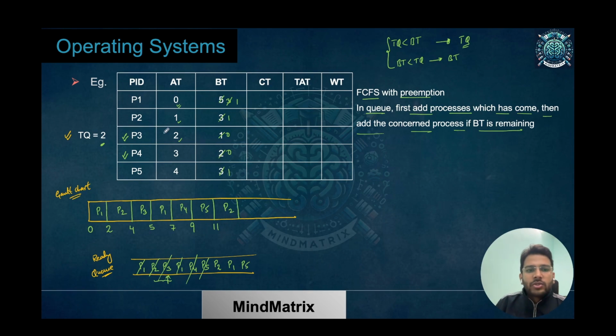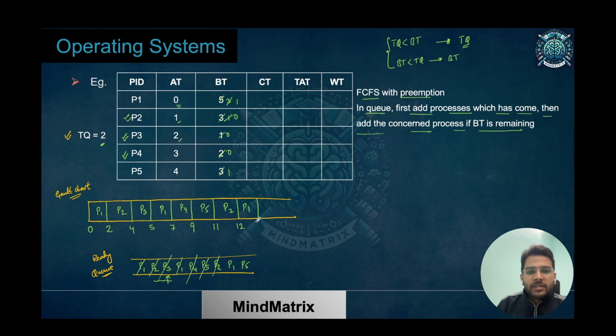So for P2 burst time is 1, time quantum is 2, whichever is less. That means here in this case burst time is less, so we are going to schedule for that amount of time. 11 plus 1, it is going to be 12. We can make it 0. P2 has completed its execution. We can remove it from the queue. Clear? Now we have P1 process, so let's schedule that now.